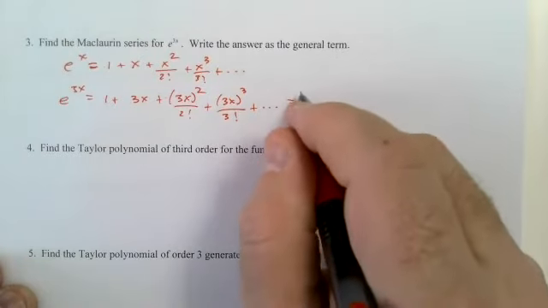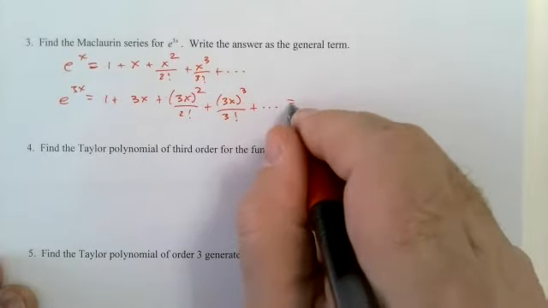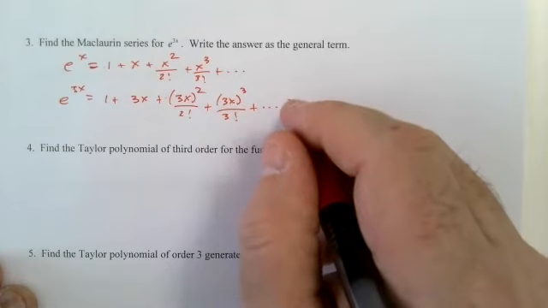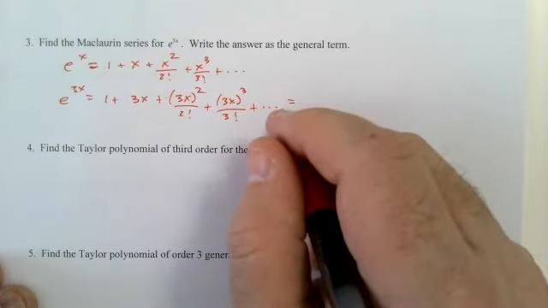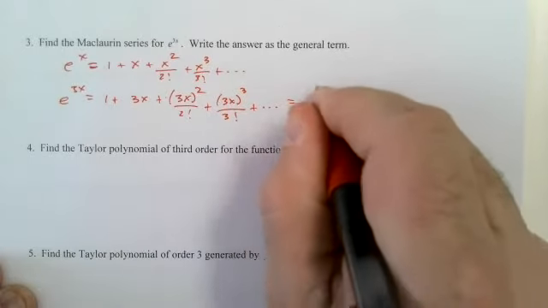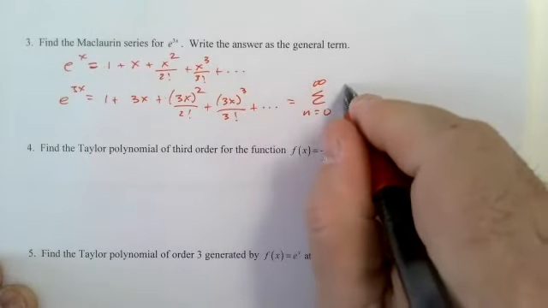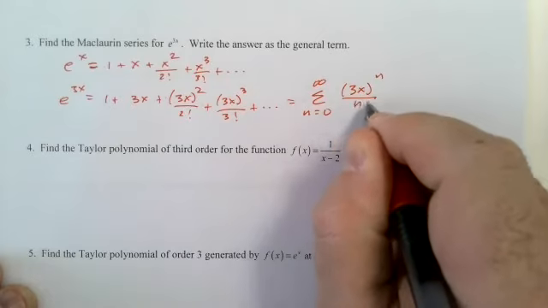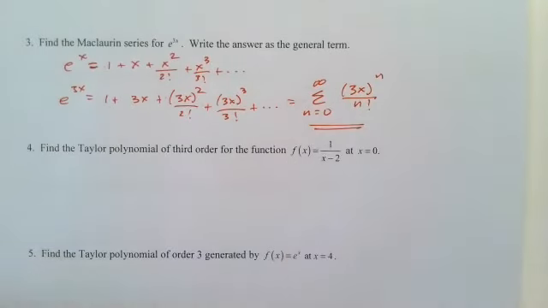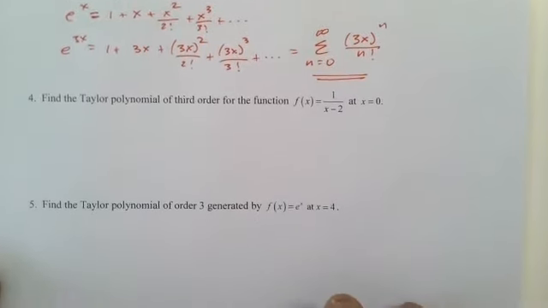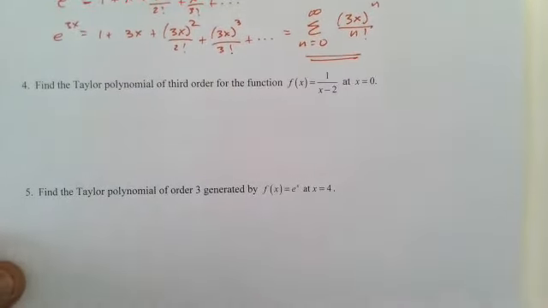The general term. Oh, then they want, what do we got here? I'm going to write out both terms. No, I'm not sure what they mean. I'll write it this way. So the other way is the same thing. The sum from n equals 0 to infinity of 3x to the n. Yes, I could write 3 to the n, x to the n, which I like to do a lot of times. Cool. Find the Taylor polynomial of third order for this function.